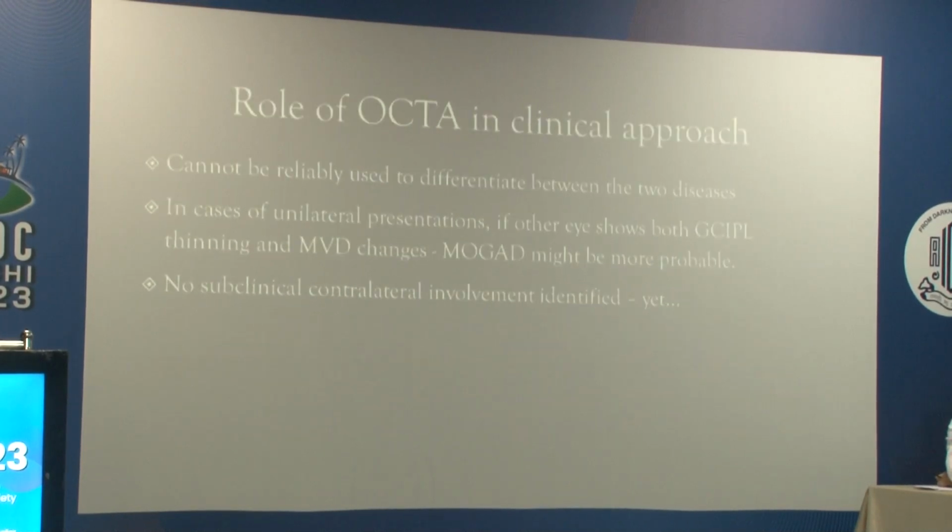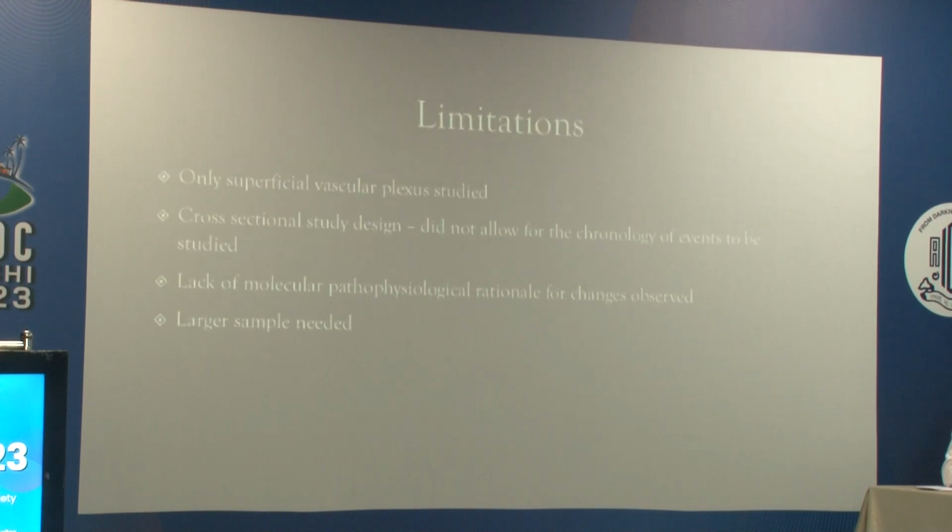However, as far as our study is concerned, we conclude that OCTA cannot be reliably used to differentiate between these two diseases currently. We did note that in unilateral cases, if the other eye showed both GC-IPL thinning and macular vascular density changes, MOGAD might be more probable. We were not able to identify any subclinical contralateral involvement of the other eye yet.